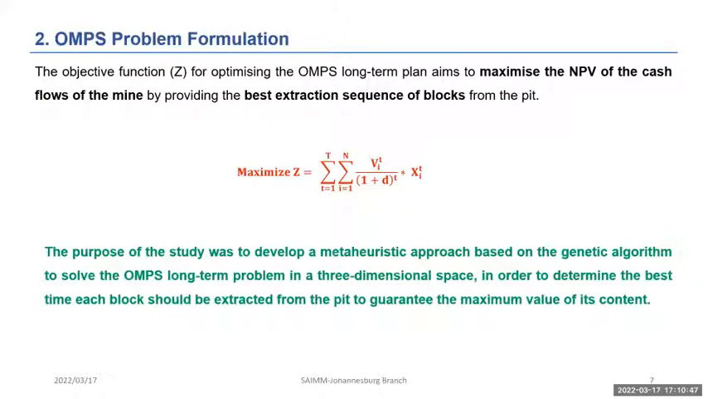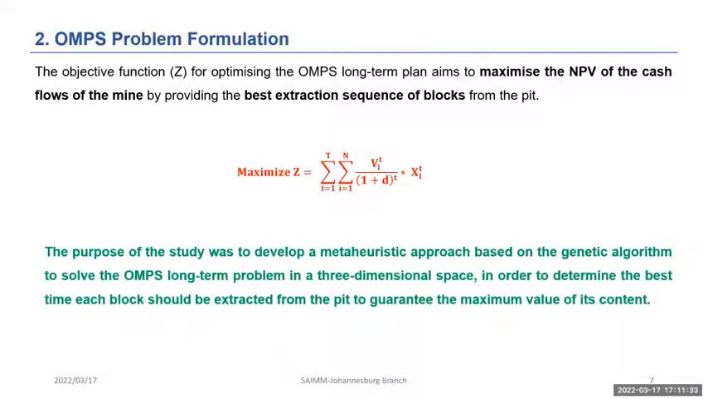So let's now formulate the production scheduling problem with a mathematical expression. First of all, we formulate the objective function with the aim to maximize the net present value of future cash flows of the mine by, of course, providing the best extraction sequence of blocks from the pit. We're going to use linear programming to formulate this problem, maximizing the function Z, which is the double summation of the discounted economic value, V, realized by mining and processing block I during period T.